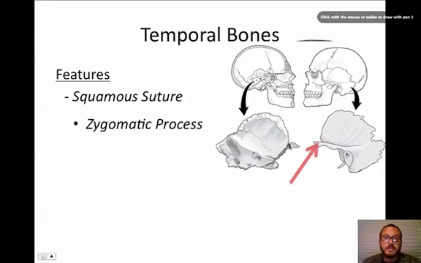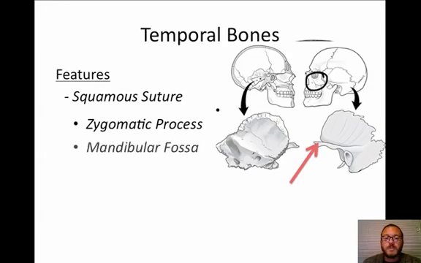It's called the zygomatic process because there's another bone. In fact, this bone right here is called the zygomatic bone. The zygomatic bone touches the temporal bone, and the temporal bone touches the zygomatic. So the temporal bone has a zygomatic process. What would the process be on the zygomatic bone that touches the temporal bone? It's called the temporal process.